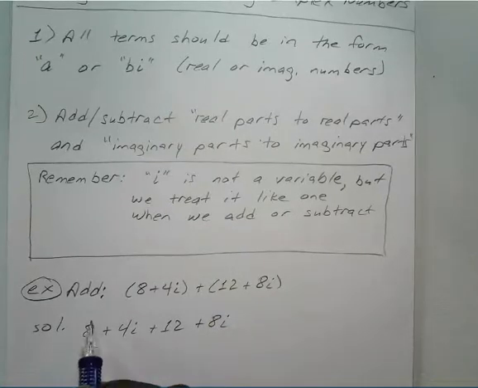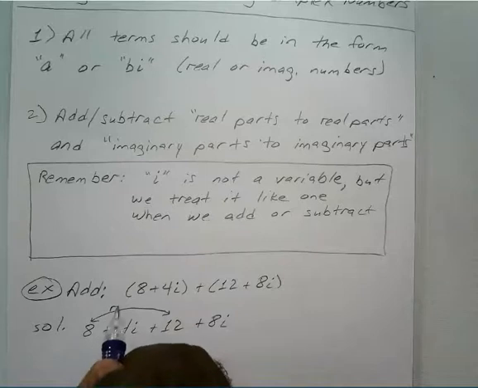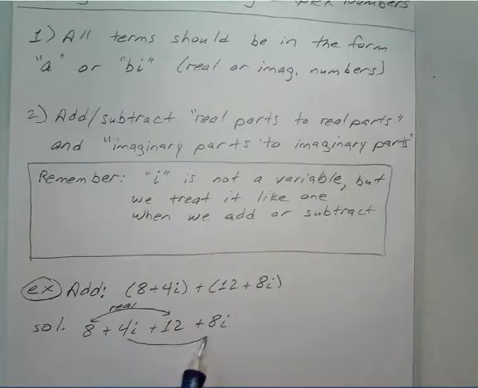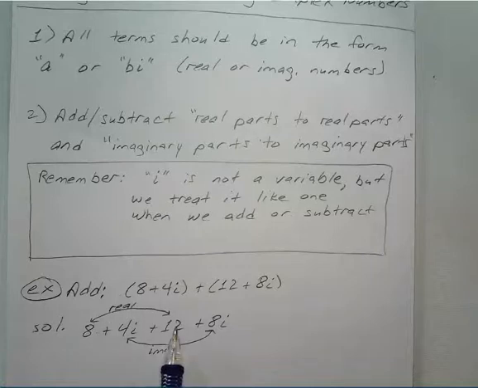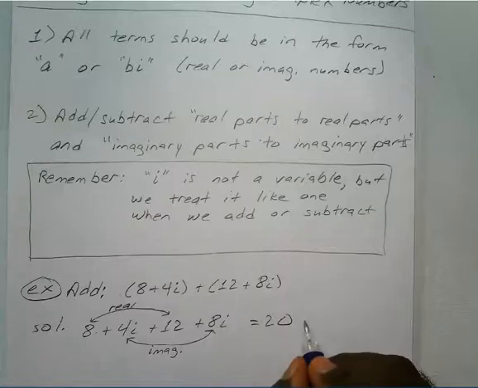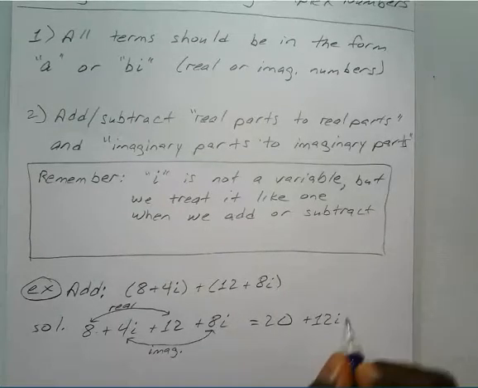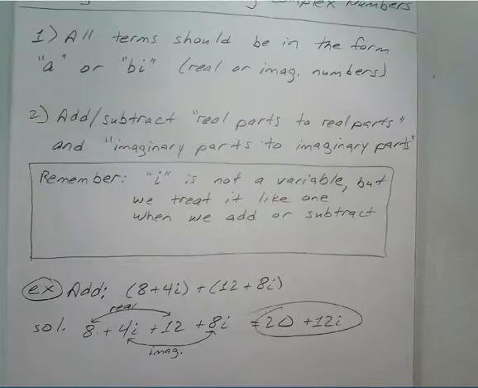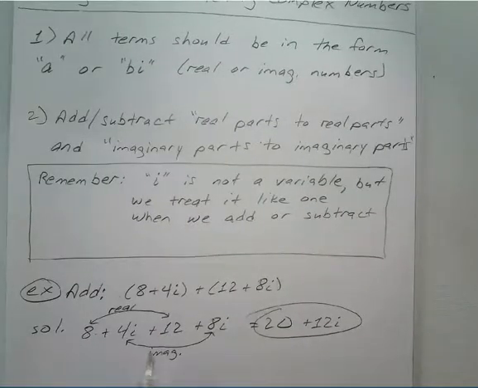In this case, we're going to combine our two real numbers, and we're going to combine our two imaginary. So you have 8 plus 12, which is 20, and 4i plus 8i is 12i. Again, you have your real to real parts and imaginary to imaginary parts. Just like if that had been 4x plus 8x, you would have had 12x. So you treat it like a variable even though it's an actual number.